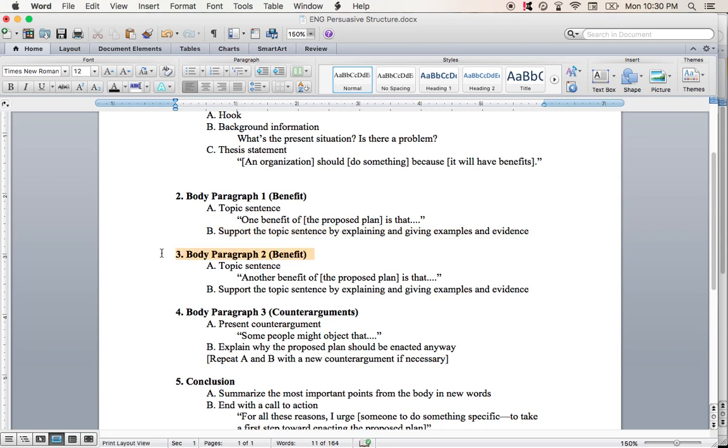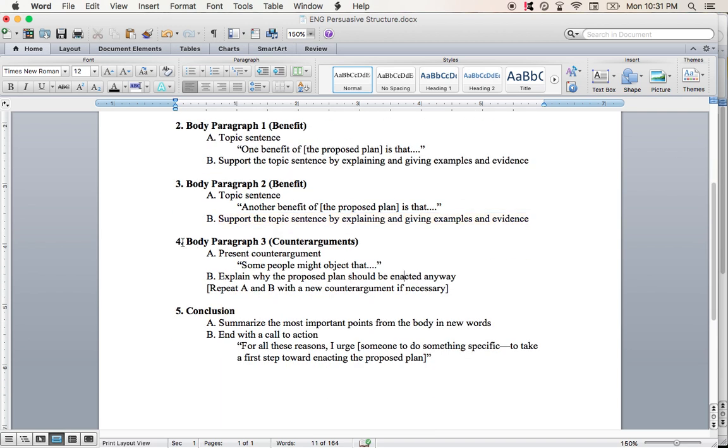And then you do the same thing in the second body paragraph. You focus on a new benefit. And this one should be even more convincing, right? You want to save the best for last. You have two different body paragraphs focused on benefits. You want the stronger benefit, the stronger argument to come second. But you're doing things the exact same way. Start it with a topic sentence that gives the main idea of the paragraph, and then support that topic sentence by explaining more, giving examples, giving evidence, so that the reader believes, yes, this plan will have this benefit that you just said it would.